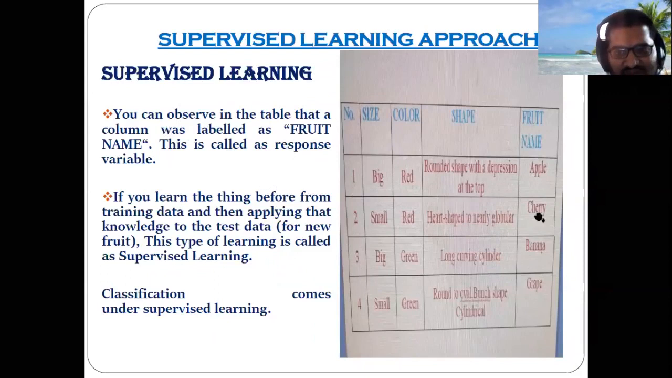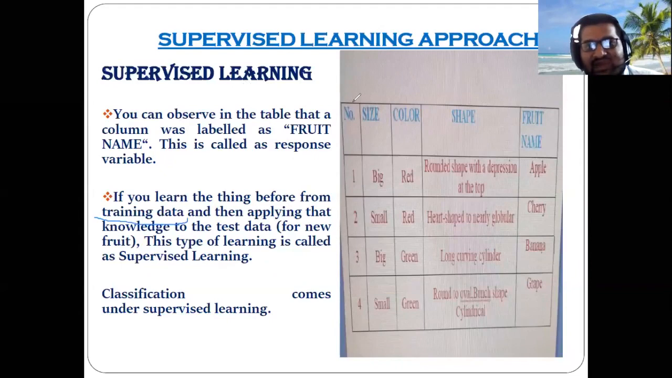This is all being referred to as a response variable. If you learn the thing before from the training data, the things which you already know that you are referring to was training data, correct? The thing which you already know before, we can call it as training data or not? Yes, sir. And applying that training data to some new fruit. Understand the situation. Applying that training data to some new fruit.